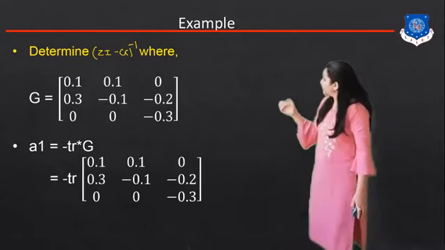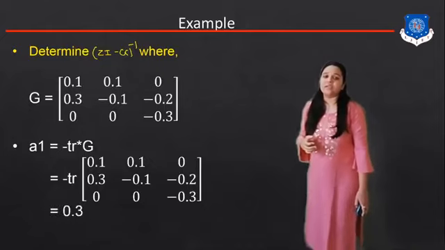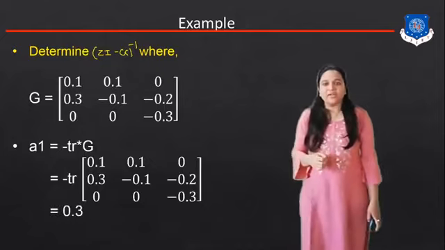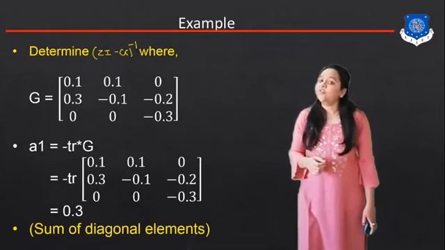Now here you can see that A1 is equal to minus trace G. So minus times minus, we get the answer 0.3. So the value of A1 is equal to 0.3. Now next we have to find the value of H1.